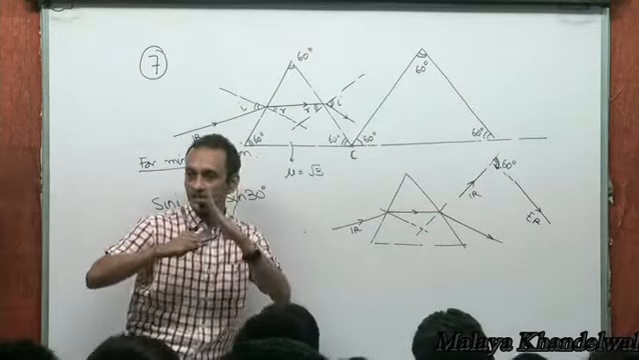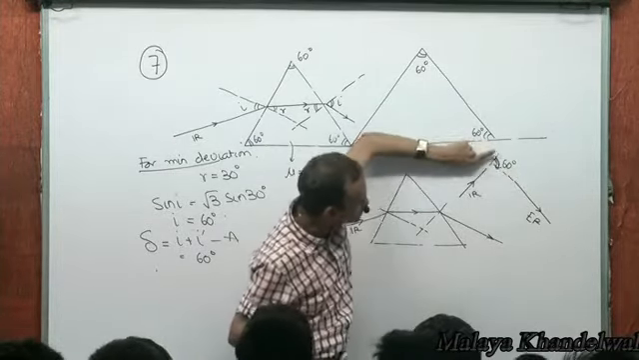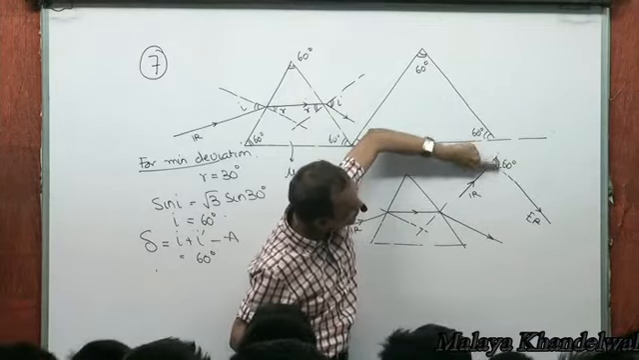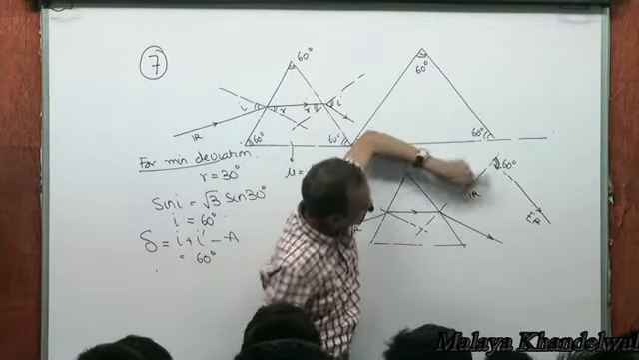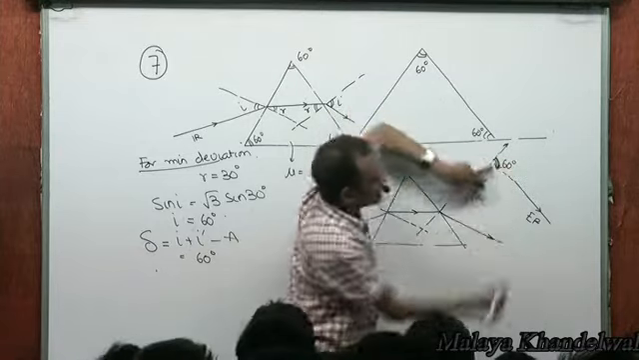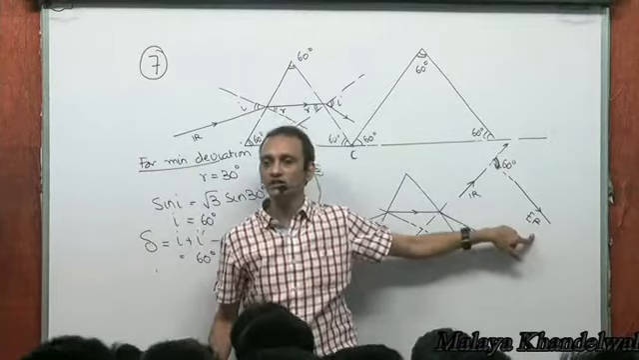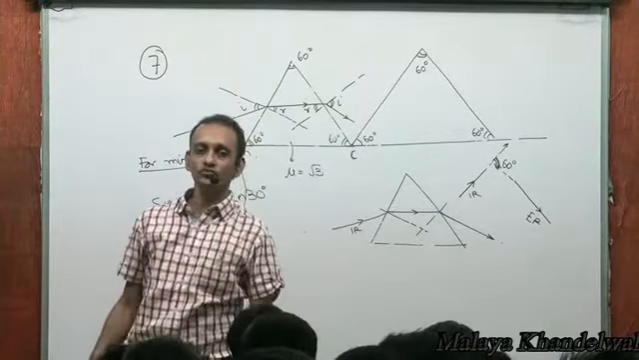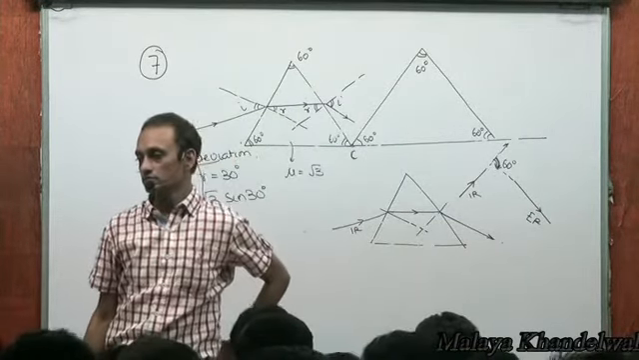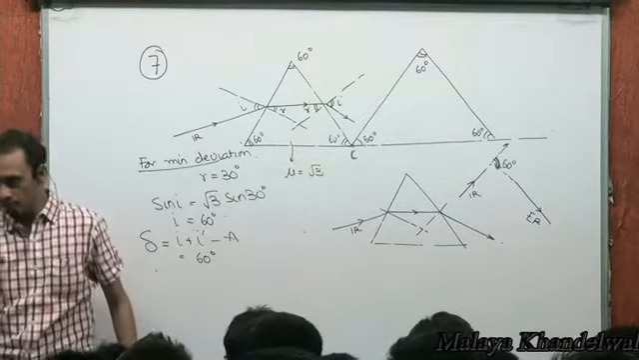Angle between the incident ray, which is this direction, and emergent ray, which is this direction. This is what the prism did. The prism rotated the incident ray, which would have traveled like this, by 60 degrees, so that this becomes the final direction of the emergent ray. Yes or no? How many of you don't understand this fact? You want me to repeat? I'll repeat.